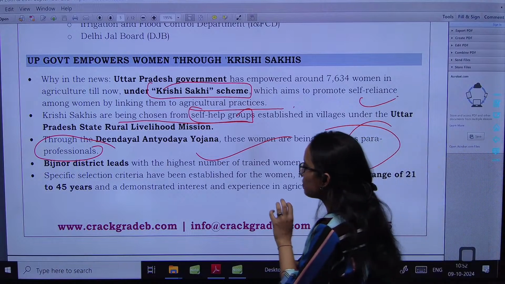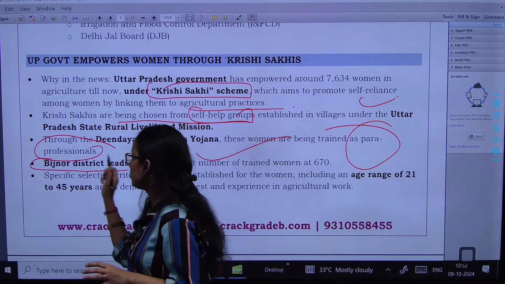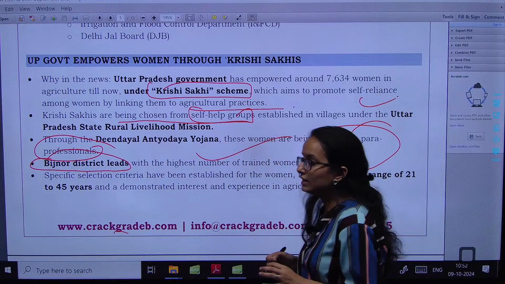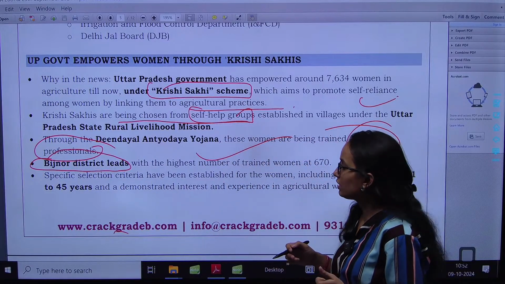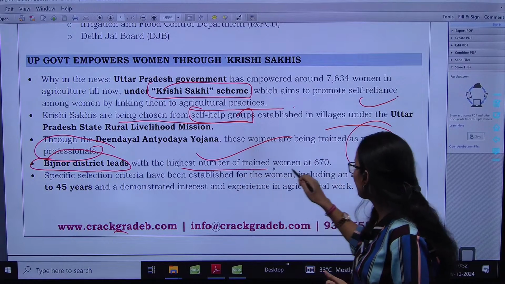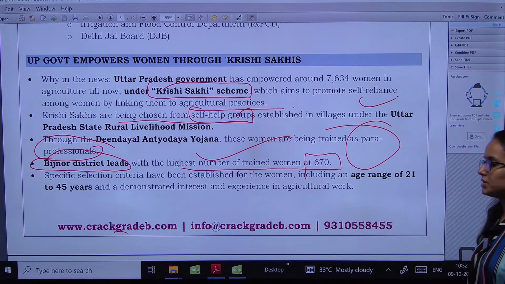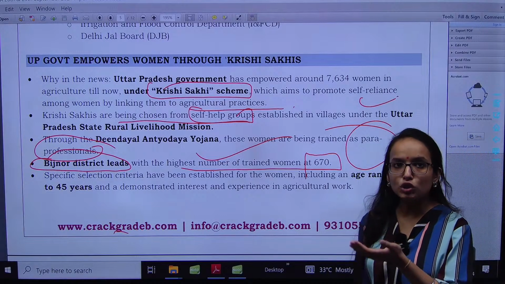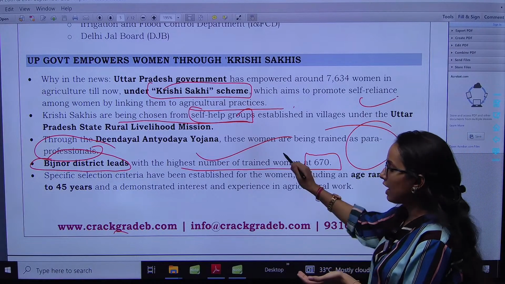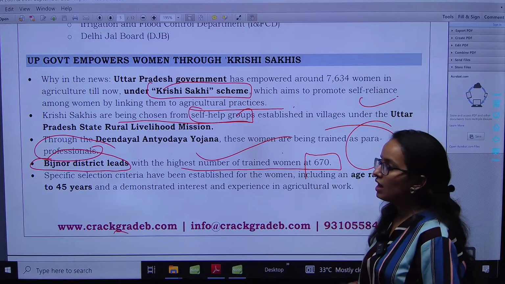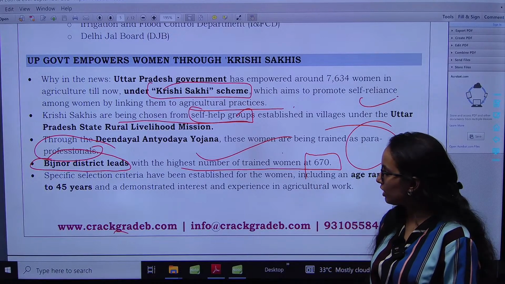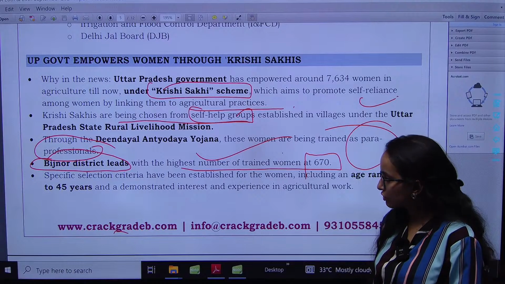Then if you see the Bijnor district, it leads with the highest number of trained women at 670. Please remember this. Which district is at the top in terms of the highest number of such trained women under the Deen Dayal Antyodaya Yojana? It is the Bijnor district.